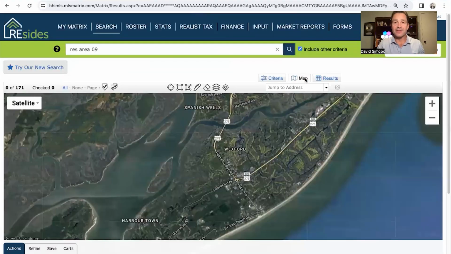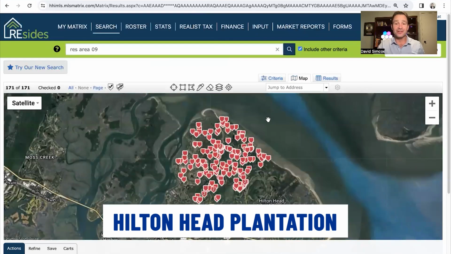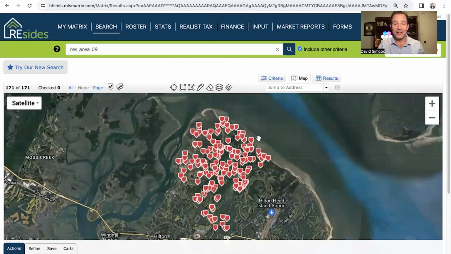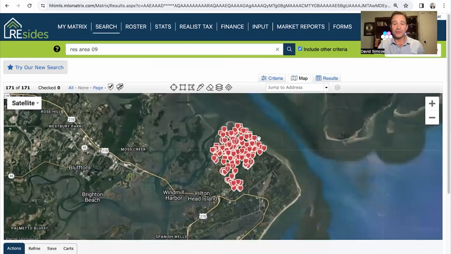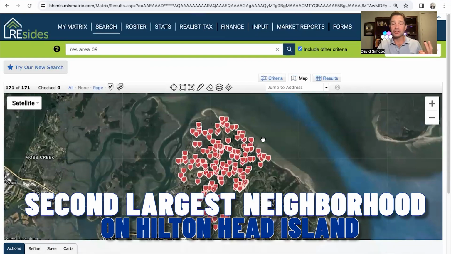All right, now we don't have any letter G's, so we're moving on to the letter H. And in the letter H, we have Hilton Head Plantation. And as you can see, we have a lot of transactions in Hilton Head Plantation in the past 365 days. It's represented by all these red dots. And that's partially because Hilton Head Plantation is the second largest neighborhood on all of Hilton Head Island.